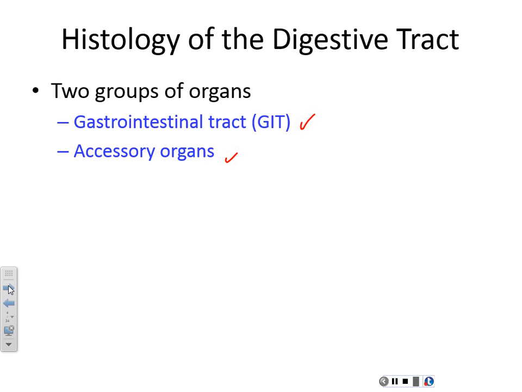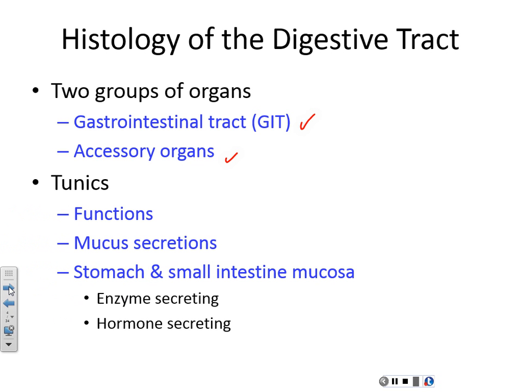Then the accessory organs: you've got to know the teeth and all that, and then the pancreas and the liver, which produce enzymes and hormones that control digestive function. And then you've got the tunics, which are the layers. The adventitia on the outside is the connective tissue. Then the mucosa is the innermost, the submucosa right underneath that, and then the muscularis.